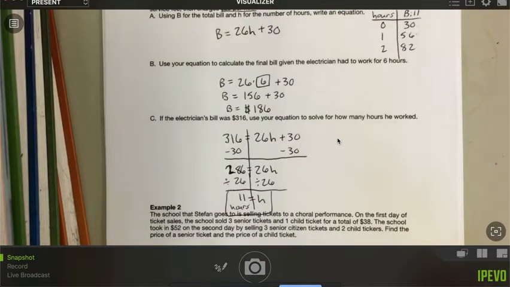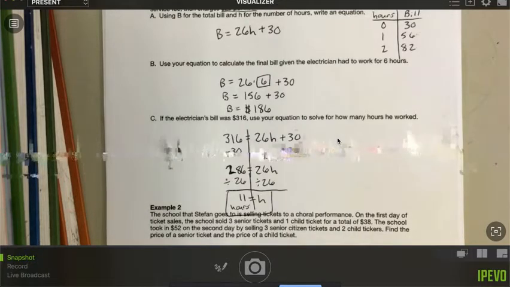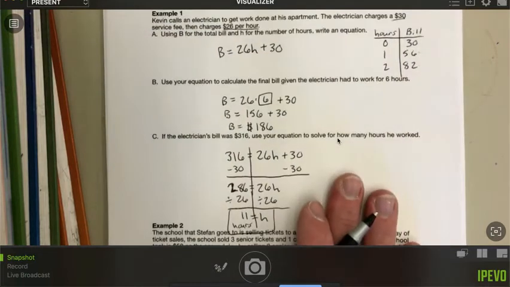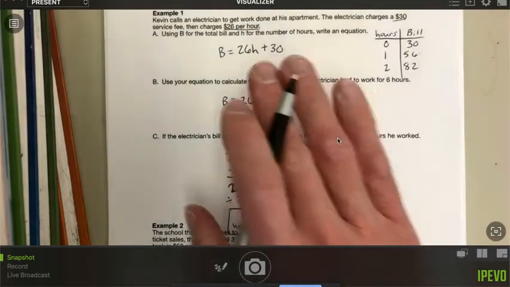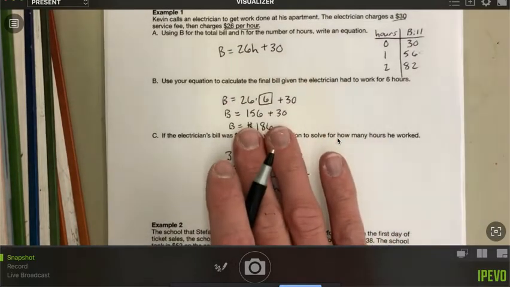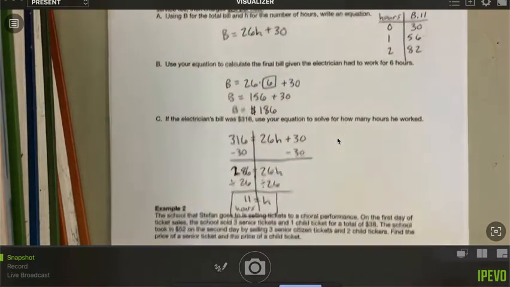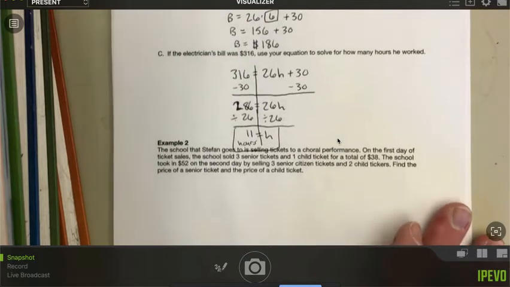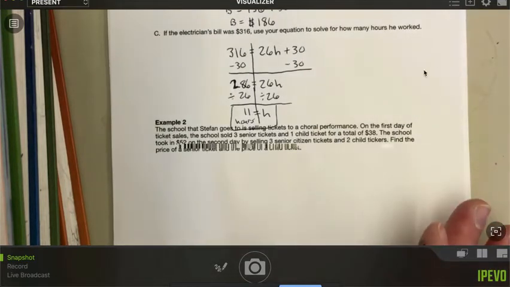Cool. All right, so those ones are very, very straightforward. It's bill equals something with a rate and then a fixed fee. And then when I give you one of the variables, solve for the other. Example 2 is a little bit more complicated.